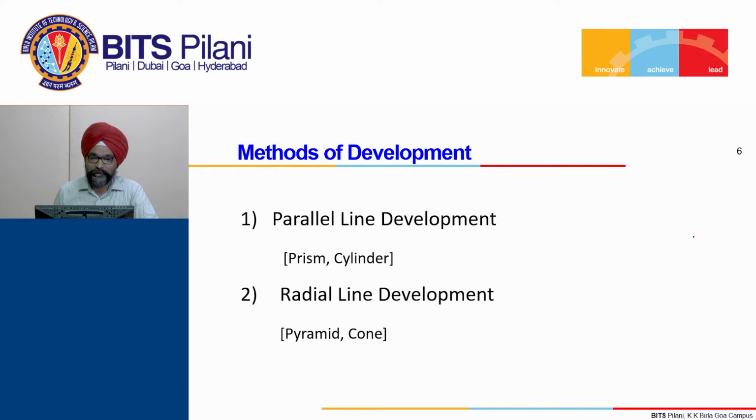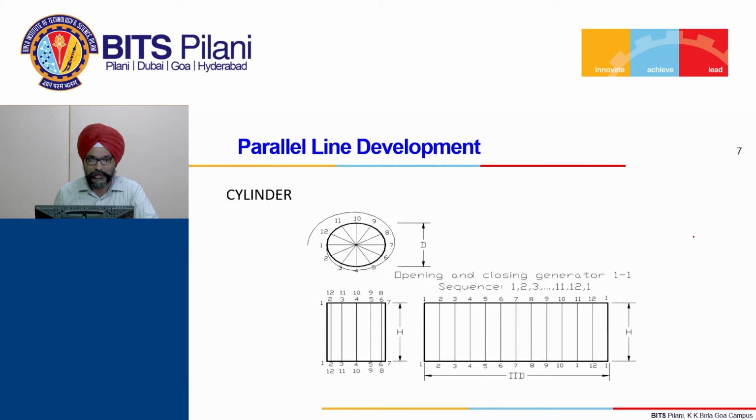Okay, so now looking into the methods of development. We have, for prisms and cylinders, the parallel line development method, and for pyramids and cones, the radial line development method. We will first focus on the parallel line method for prism and cylinder. We will take the case of a cylinder first. You can see on your screen we have a cylinder of height h and diameter d.